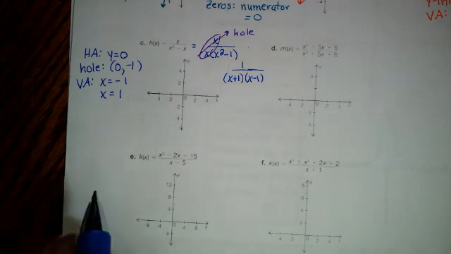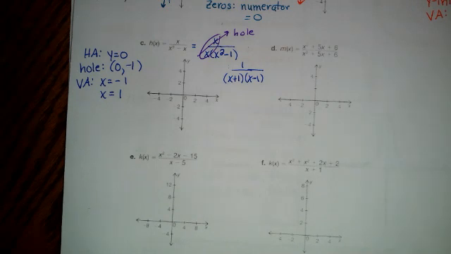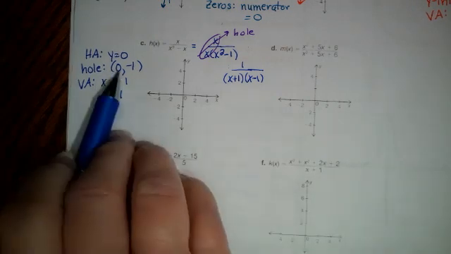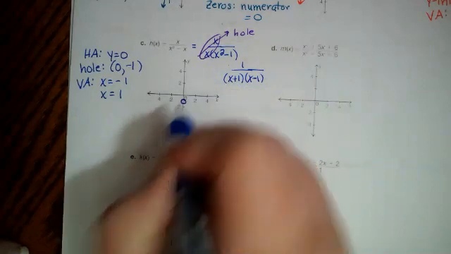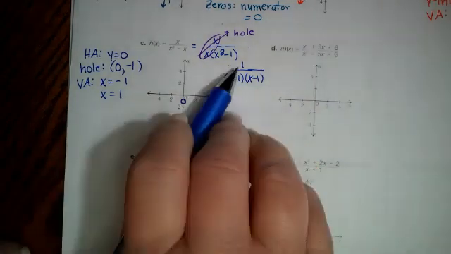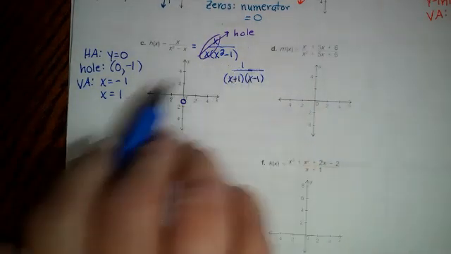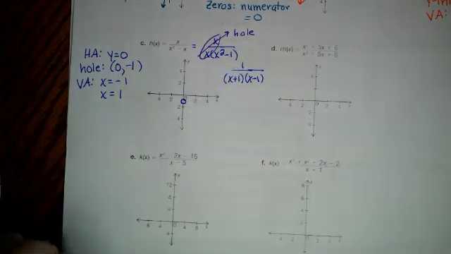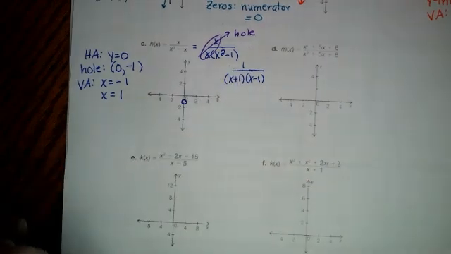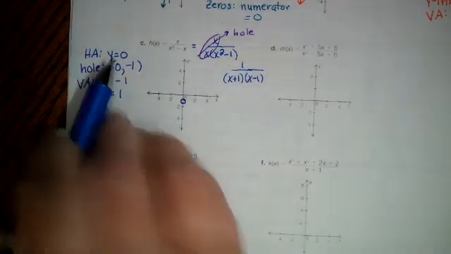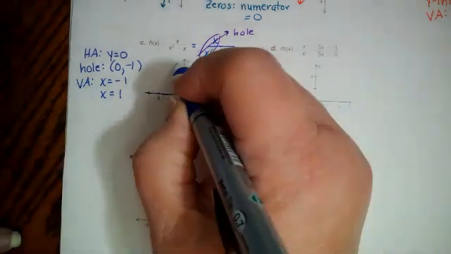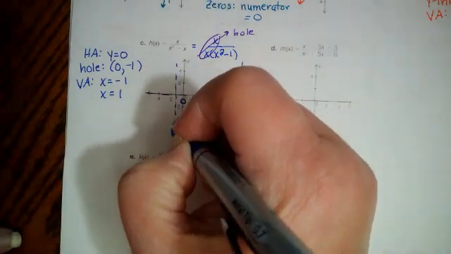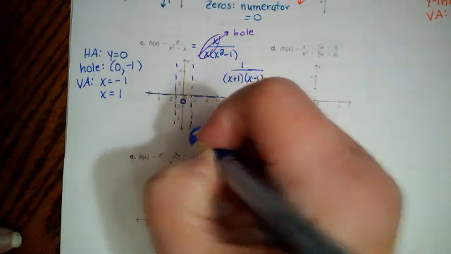After that, we look for y-intercepts and x-intercepts. And I don't have a y-intercept because 0, -1 is my hole right here. And I don't have any x-intercepts because my numerator is 1. I cannot make the numerator equal 0 if it's a whole number. So horizontal asymptote y equals 0. Vertical asymptotes at x equals -1 and x equals +1.